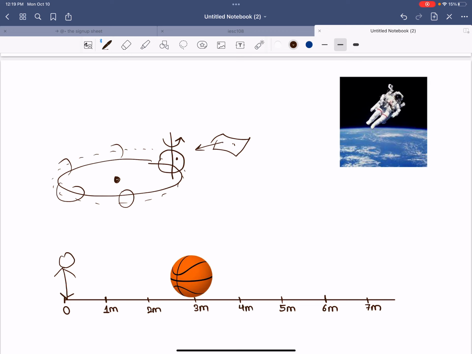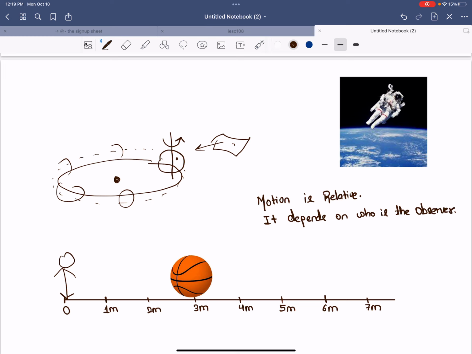So be careful that motion is always relative. That's what I mean when I say that motion is relative. It depends on who is the observer, so who is looking at the object. This is my eye, I apologize, it looks weird.